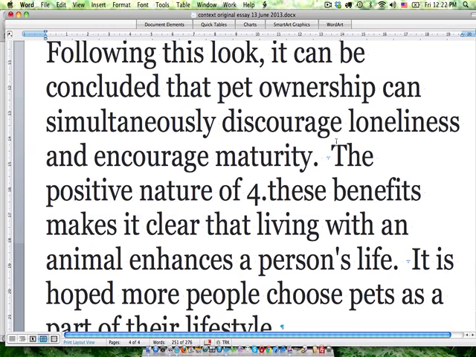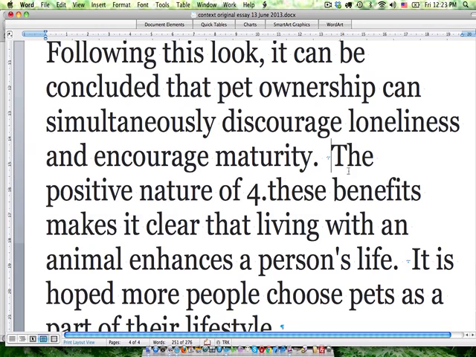But you could have changed this maybe to these outcomes. Okay, because we're talking about pet ownership discouraging loneliness and encouraging maturity. So we could say these outcomes, or maybe we refer to them as these ramifications. The positive nature of these ramifications makes it clear that living with an animal enhances a person's life. All these phrases are just ways to link the sentences together, get everything in the essay working together as a team and sticking to a central theme.